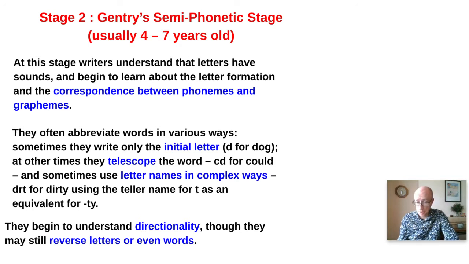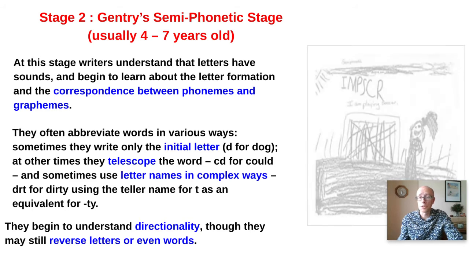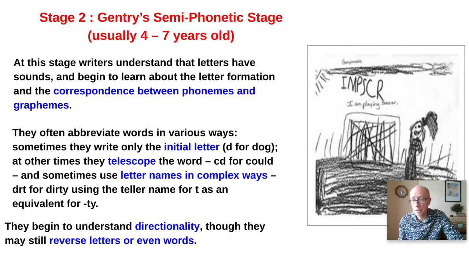They're beginning to understand directionality, though you probably get lots of reversal, graphemic reversal at this stage, where B's and D's, for example, are turned around, or even words can be reversed too. What does it look like? Here is a child who has written, I am playing soccer.